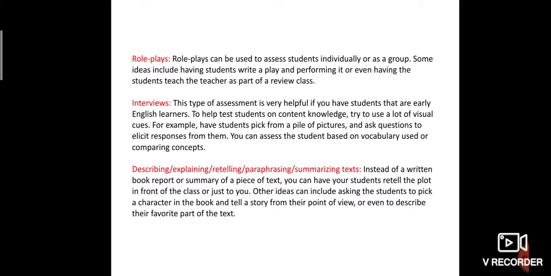Another for oral presentations is the interview. This type of assessment is very helpful if you have students that are early English learners. To help test students on content knowledge, try to use a lot of visual cues. So, we can really have them do interviews, no? Next, you can have them describe, explain, retell, paraphrase. Instead of letting them write it down, why don't we ask them to tell it?